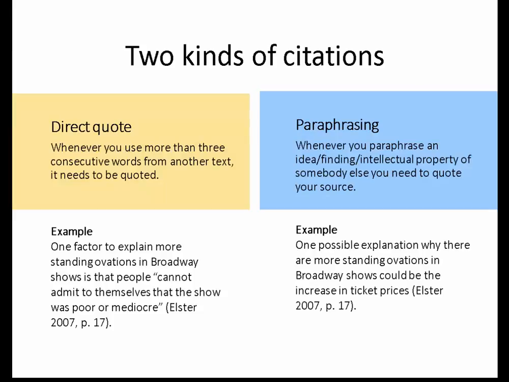So here I have two examples. I'm using Elster, that was this thing about the hypothetical deductible model that we had, Broadway shows and so on. And now you see here a direct quote. This could be a sentence within a writing that I have, or within an assignment that you do, or within an exam paper that you write. One factor to explain more standing ovations in Broadway shows is that people, and now quote, admit to themselves that the show was poor or mediocre. End of quote. And then you see Elster 2007, page 17. With that, I can go back and actually look at the original text.